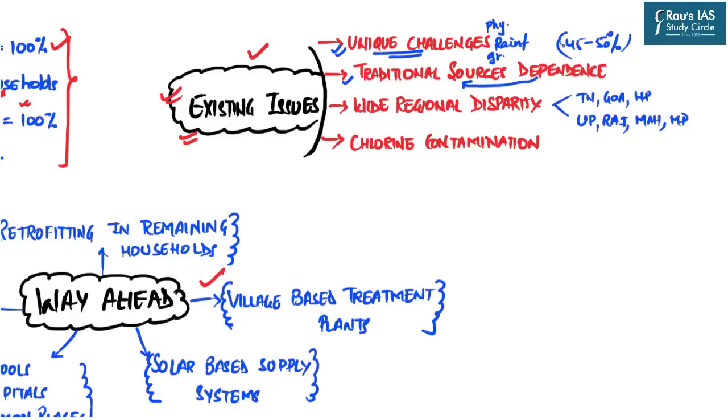And this huge population is still dependent upon the traditional sources. Let's say the water which is being extracted from the wells, the women still have to go to very huge distances to collect the water, and this phenomenon is especially seen in the areas which have semi-arid conditions.